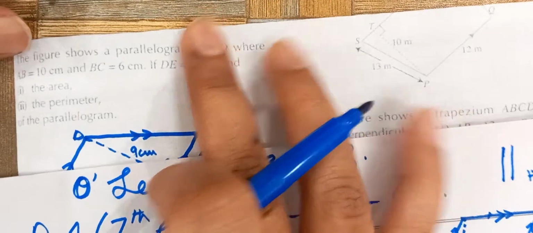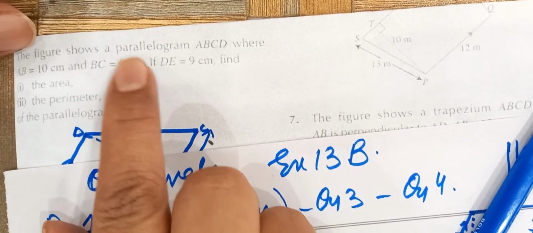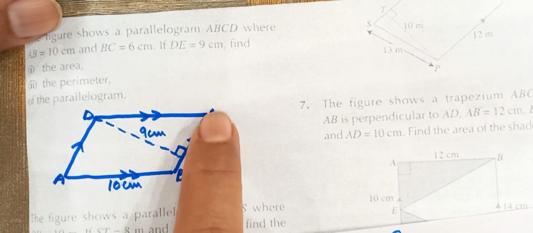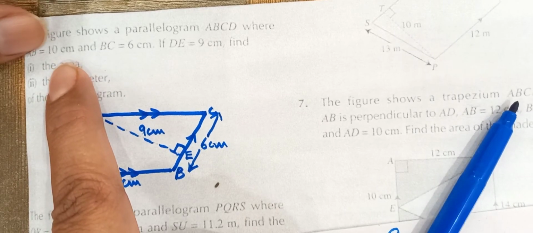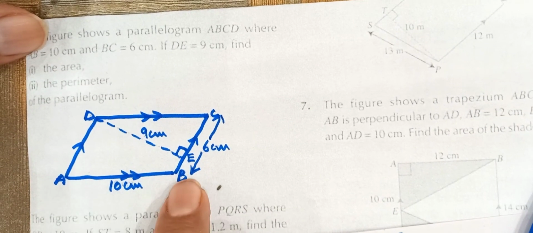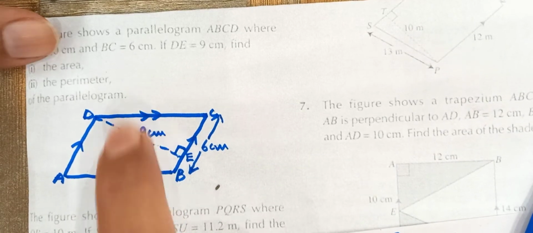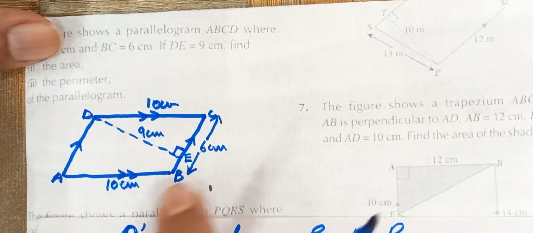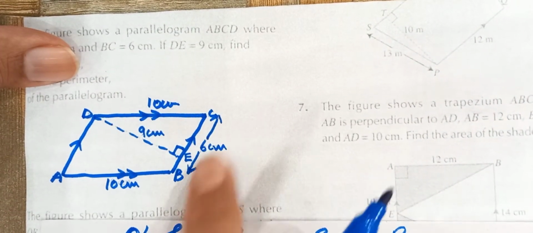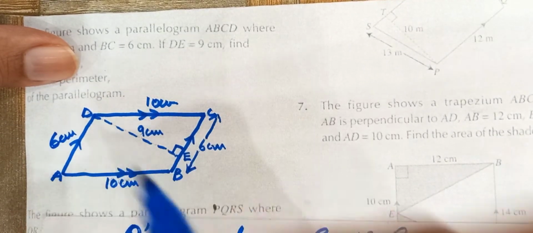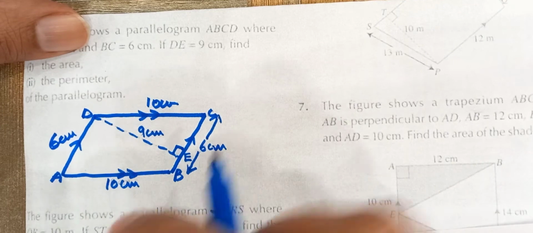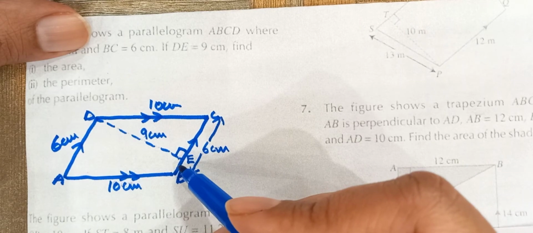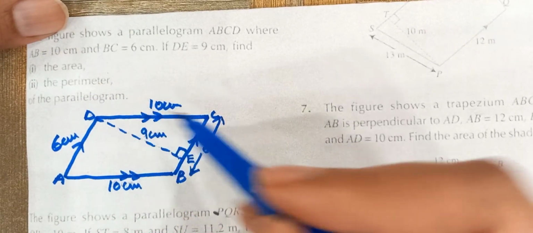Now in question number 3, the figure shows a parallelogram ABCD. AB is equal to 10 centimeter. We know that these two lines are equal, so if this is 10 centimeter, then this line is also 10 centimeter. And BC is equal to 6 centimeter. If this is 6 centimeter, then this is 6 centimeter as well. If DE is equal to 9 centimeter, find the area and the perimeter.